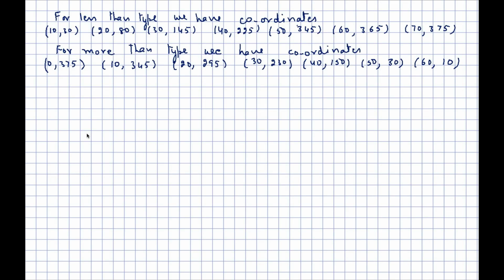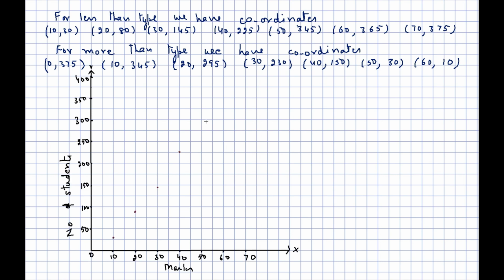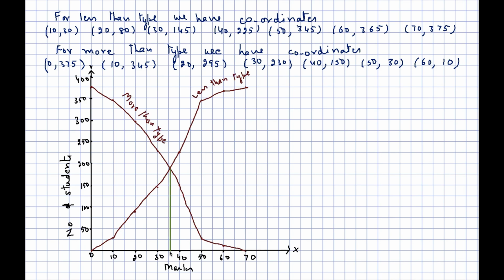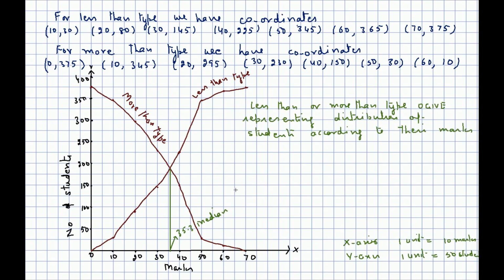Let's make our graph. Draw points representing the less than ogive. Join these points with a line. Plot points representing the more than ogive and join those points with a line. From the point of intersection of the two ogives, we will draw a perpendicular on the x-axis. This value on the x-axis will give us the median value. This value here is 35.3. 50% of the frequencies are on the lower side of 35.3 and 50% of the frequencies are on the higher side of 35.3. Giving the graph a scale.